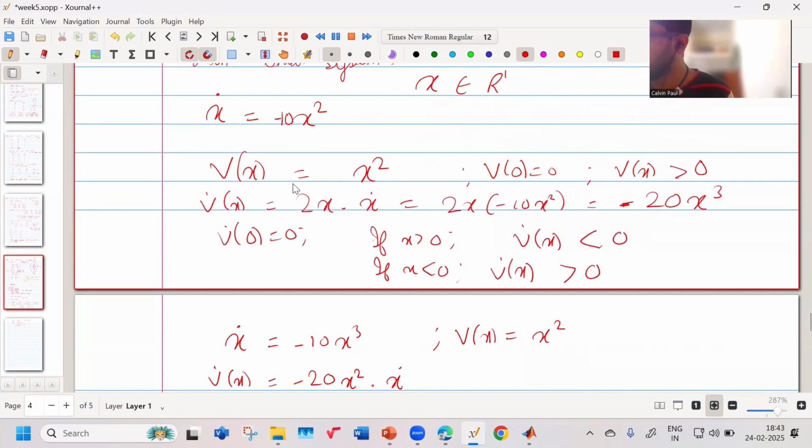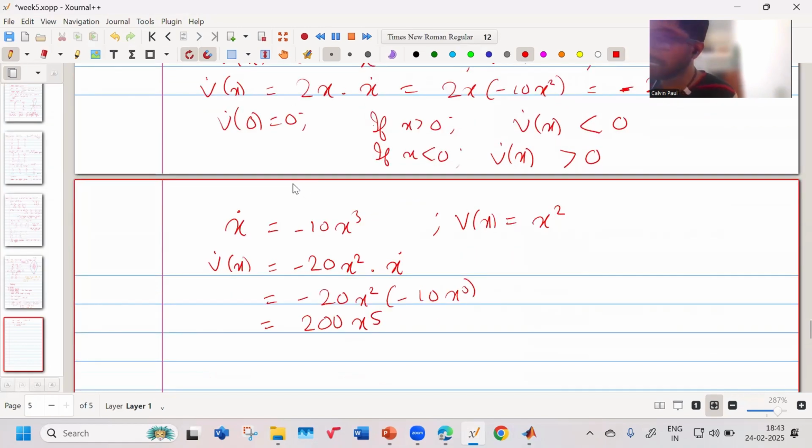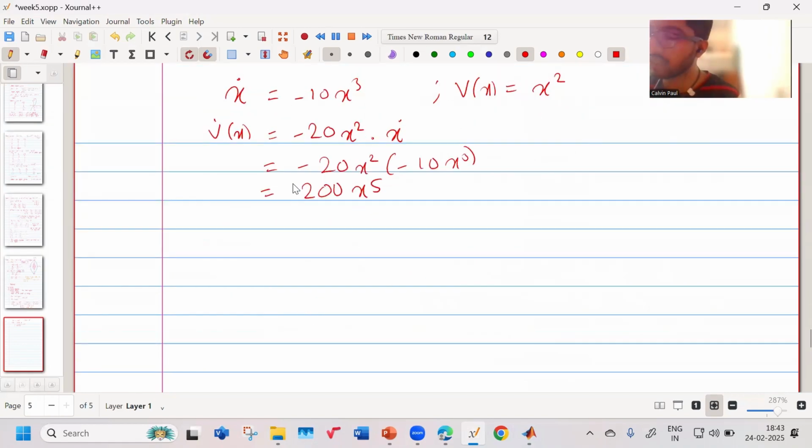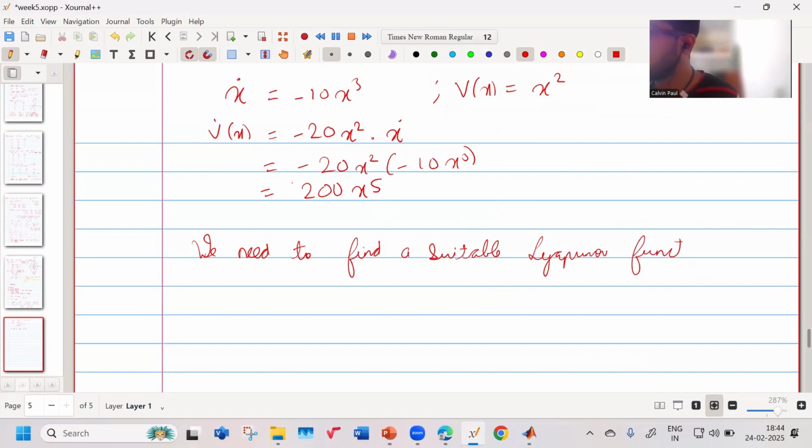All right. So this is the challenge. This is the challenge with Lyapunov stability: we need to find a suitable Lyapunov function to determine stability.